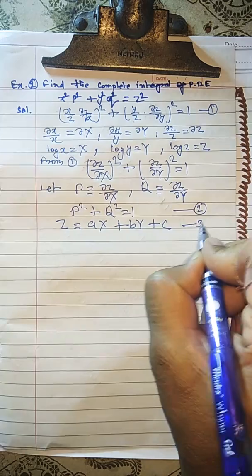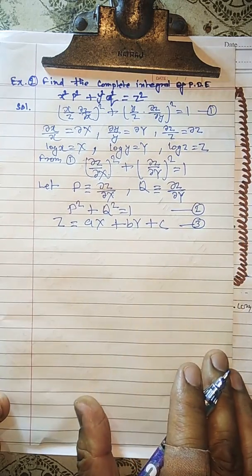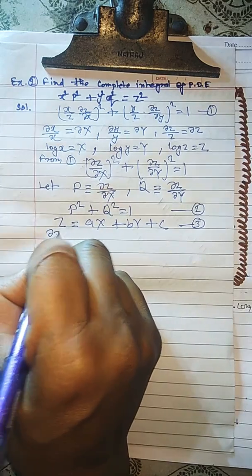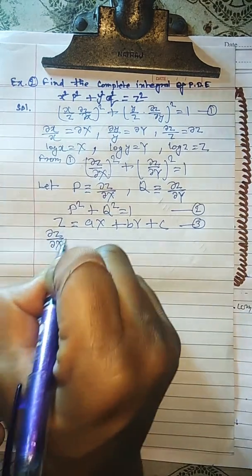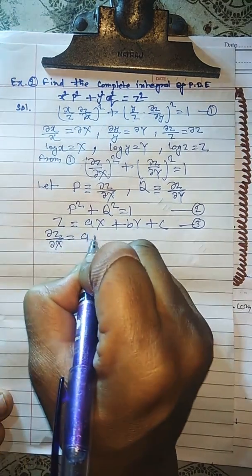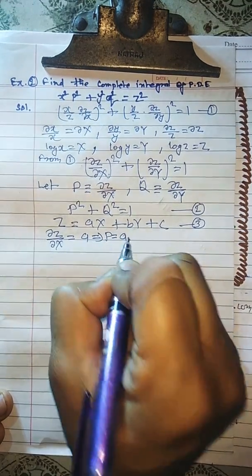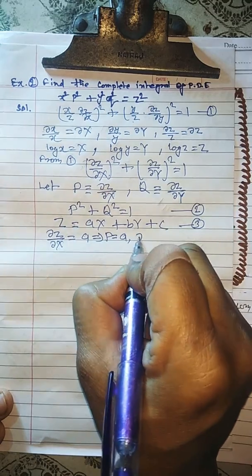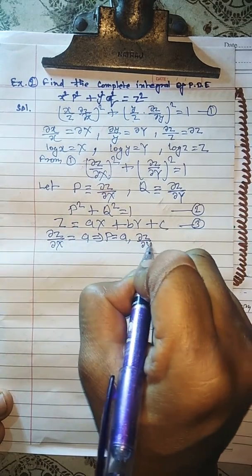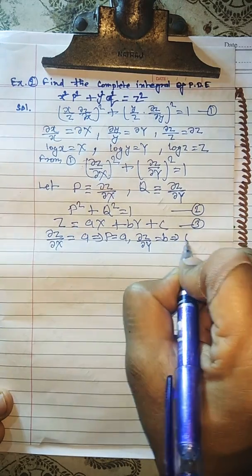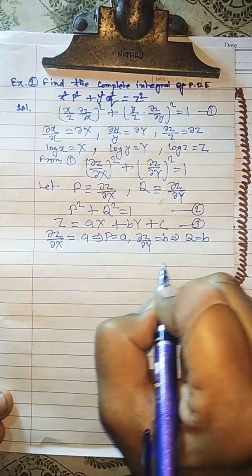Suppose this is relation number 3. Next we differentiate capital Z with respect to capital X. We get A, that is P equal to A, and when we differentiate capital Z with respect to capital Y, we get B, that is Q equal to B.